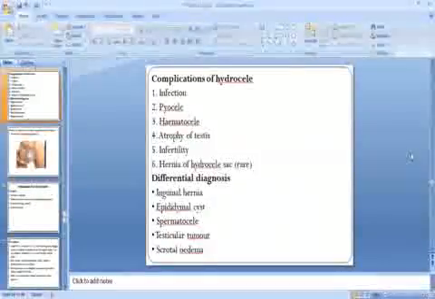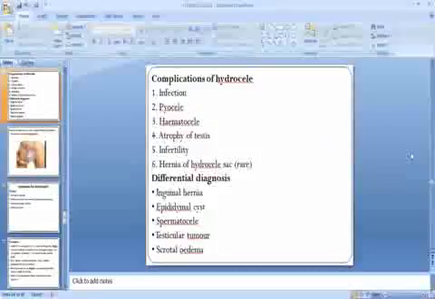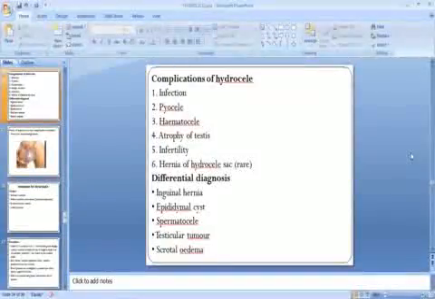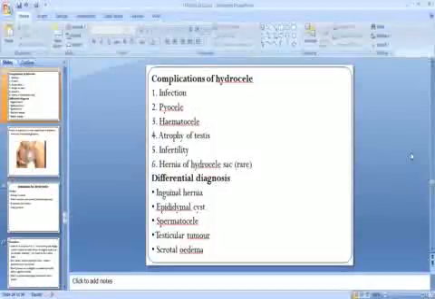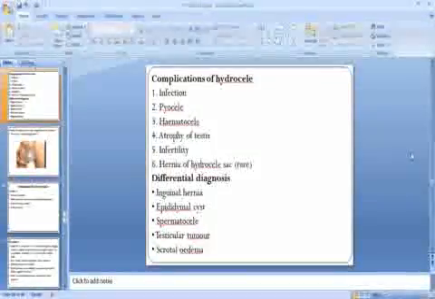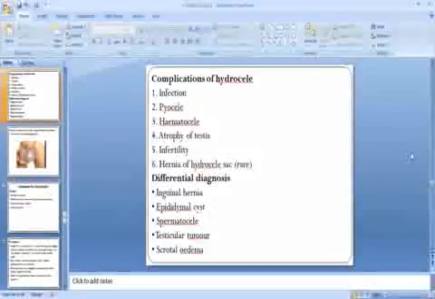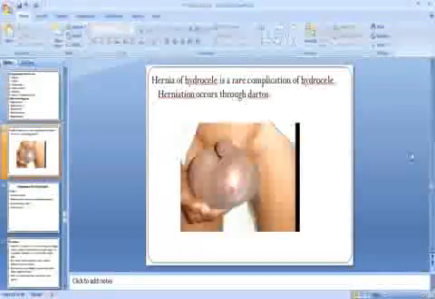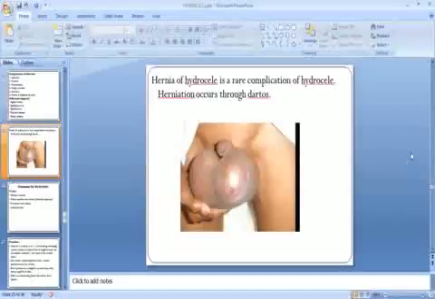Complications of hydrocele: infection, pyocele, hematocele, atrophy of testis, infertility. Differential diagnosis: inguinal hernia, epididymal cyst, testicular tumors, scrotal edema. Hernia of hydrocele is a rare complication of hydrocele; herniation occurs through the dartos.